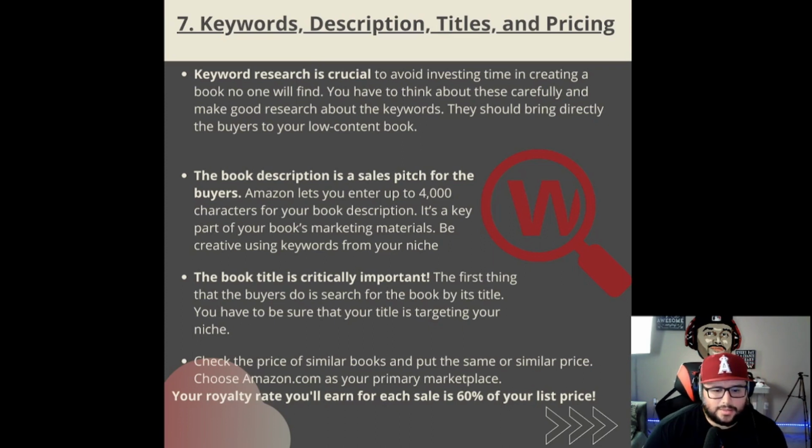So the book title is very important. That's the first thing buyers do, search for the book by its title. So you have to be sure your title is targeting your niche. This is so important. You want to know who you're targeting. This is the way you get in front of people. Put good keywords in your title, because that's what the customer is going to search for. When they search for that, you want to give them something. You give the algorithm what it wants, give the customer what they want, and they'll make that purchase. So you've got to think of it as a whole package.